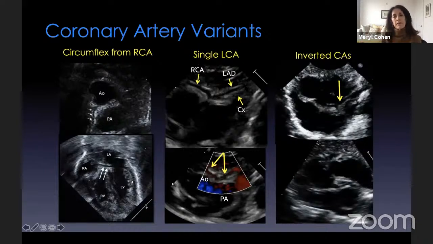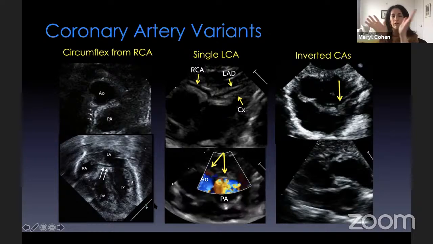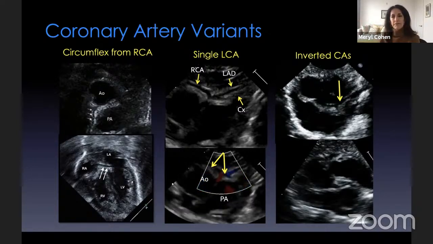This is an example of a patient with single left coronary artery. So you can see from the anterior cusp, you can see the right coronary artery about to wrap around the aorta, the LAD and the circ. And here you see it in color. See it sort of tri-branching there.